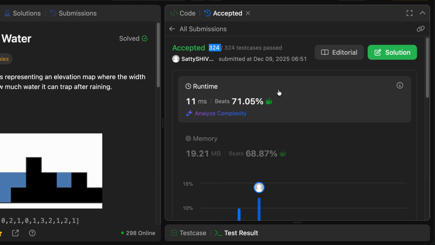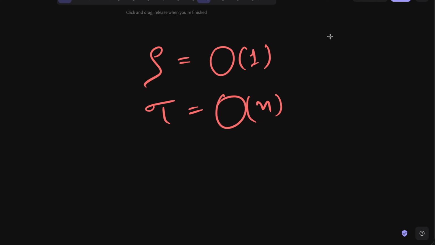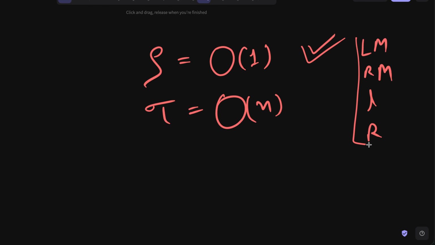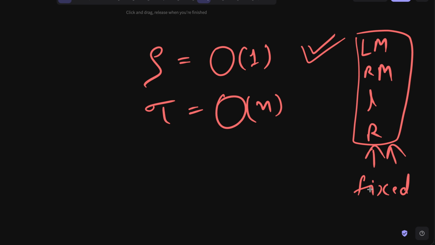Now let us look at the space and time complexity for this particular solution. So the space complexity is going to be order of 1 because we only have the left max variable, the right max variable, then we have the left pointer, then we have the right pointer. And all these variables are simply integers, right? The space that these variables are going to consume is going to be fixed regardless of the input size. So input can have 1 million elements in the array, and these are going to consume the same space, and that means they are fixed, which also means that they are constant. And that's why we are saying the space complexity is constant.